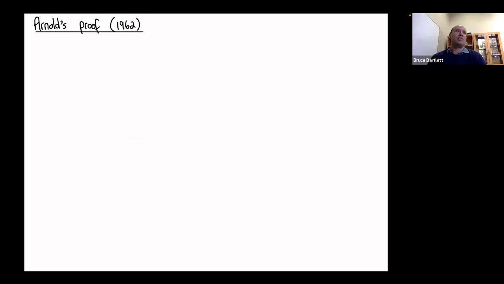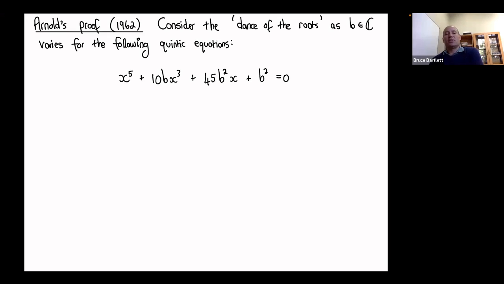Arnold, who's a Russian mathematician, gave a wonderful topological proof of this in 1962, different to the traditional proof given by Abel and Ruffini and Galois, as is normally taught at university. So consider the dance of the roots as the parameter b moves in the complex numbers for the following quintic equations. Okay, so I'm trying to solve for the roots of this equation.